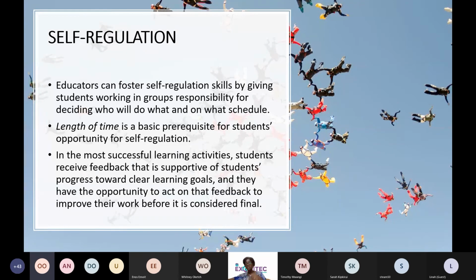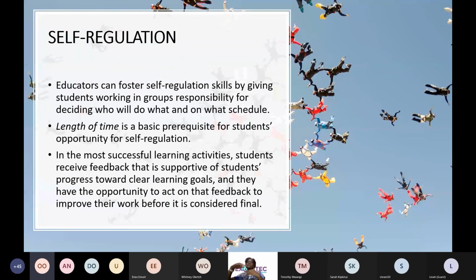And in most of the successful learning activities for self-regulation, the students receive supportive feedback. So we know that most times when we give our students activities to do, it is at the end of the product and end of the project. We say, oh, you have 3 weeks, you're submitting at the end of July. And then that is it. The students are on their own, working on their products. They don't get feedback in the process. And at the end of July, they bring their product and say, Sama, we are through, this is the final product. That really isn't self-regulation.